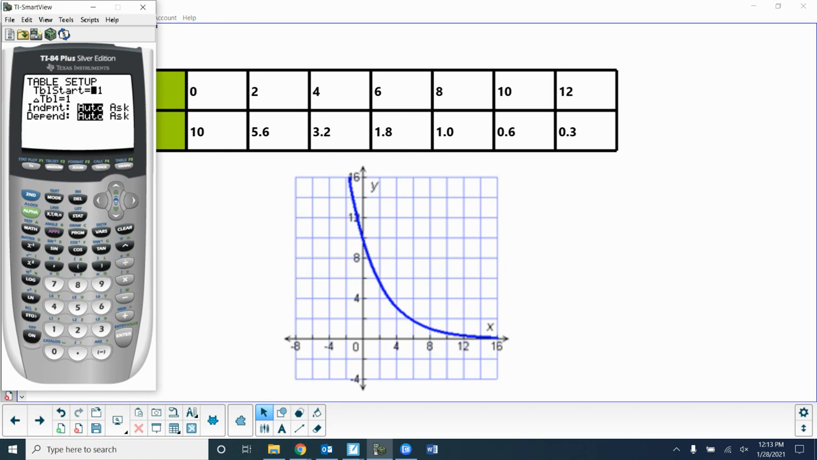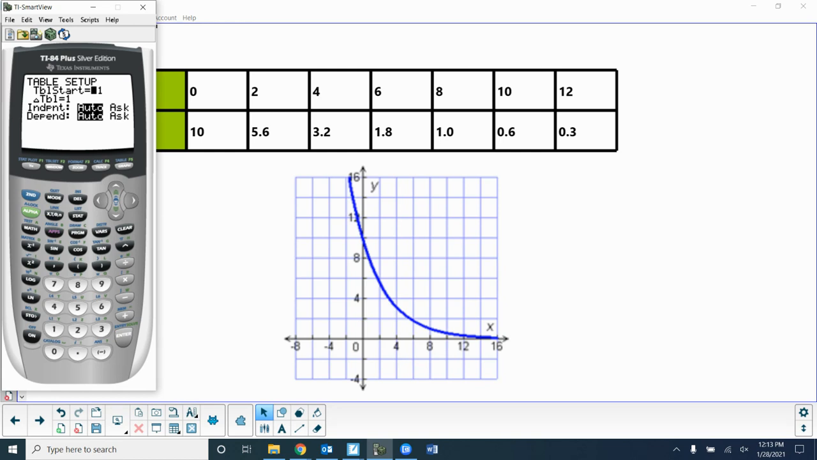Yes. There you go. Table start tells you where your table will start when you look at it. And this little triangle means your change, what increment you're gonna go by. So if you put 1, it goes by 1. So if you wanna put 1/2, it'll go by halves.